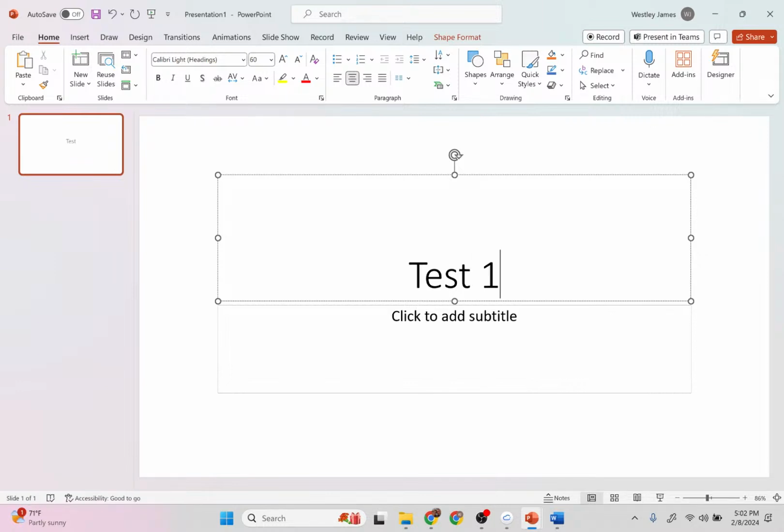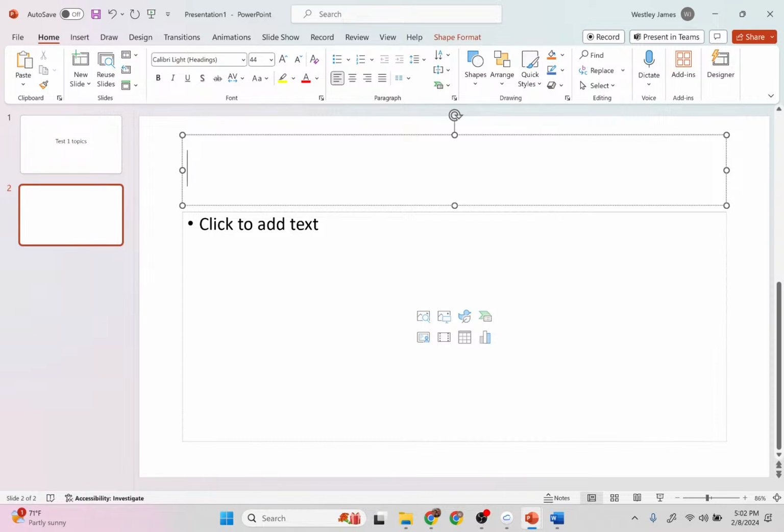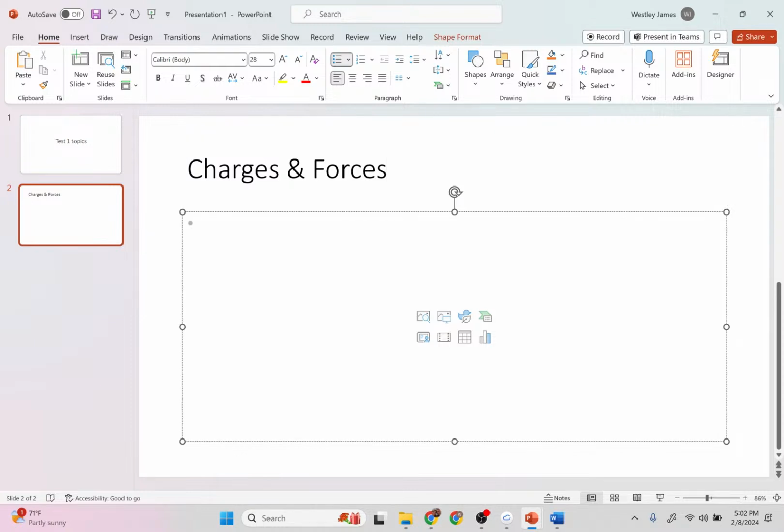So, test 1 topics. This is also going to be a recollection of how much I remember, but I'm pretty confident in this. So, what's the first thing we learned? Charges and forces. Charges, they exist. Sounds stupid, but that's literally where we started in this class. You got positive charge and negative charge. Protons are positive. Electrons are negative.